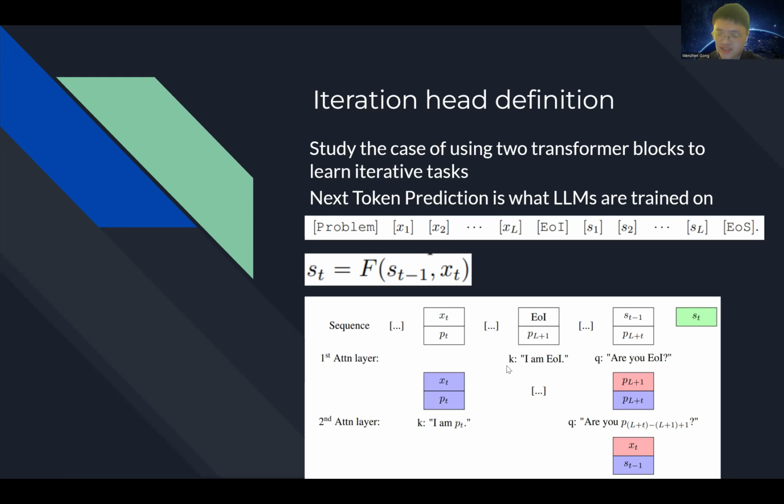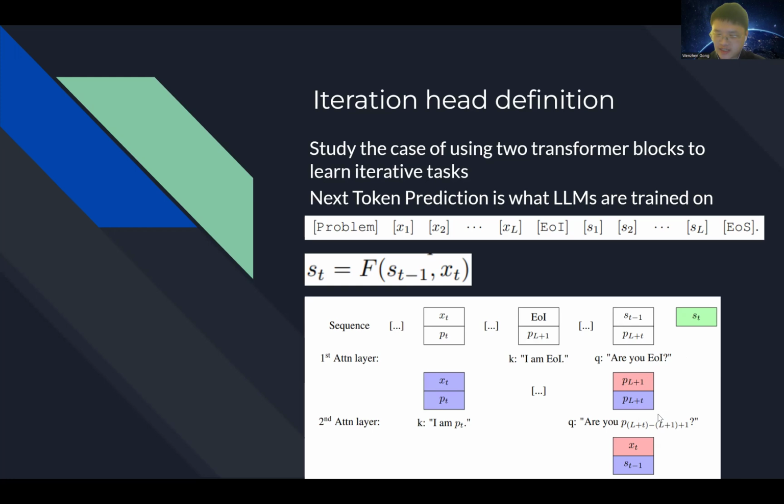So once we get this pair of key and query, the first attention layer will output this positional encoding of PL plus 1, and this will be told to the second attention layer.